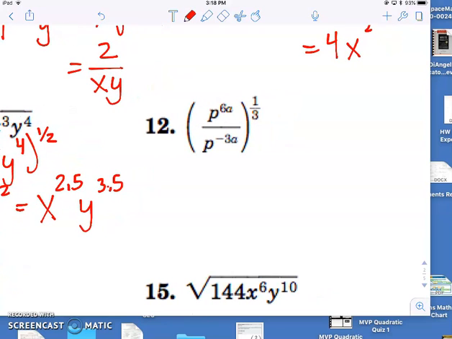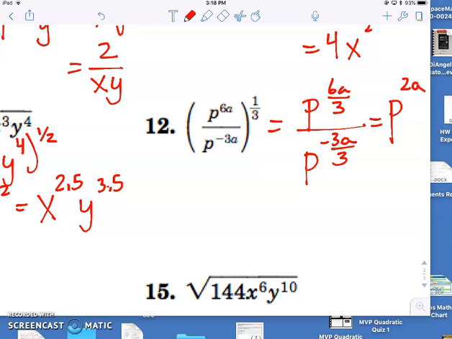And number 12, so if we distribute here, that'd be p to the 6a over 3 divided by p to the negative 3a over 3. So you have p to the 2a divided by p to the negative 1a. And then if we move that one to the top, we'd have p to the power of 3a.